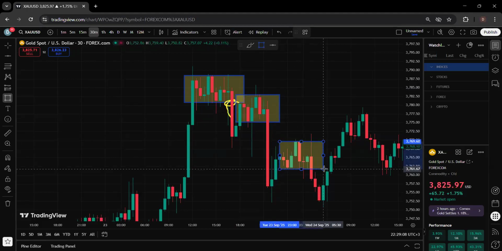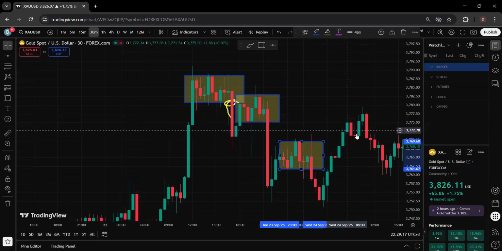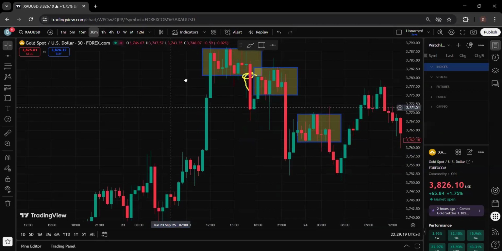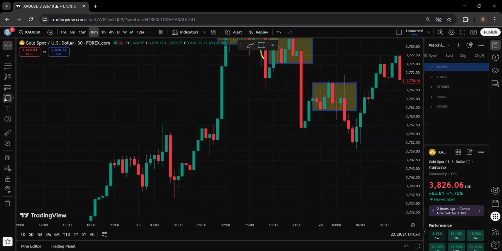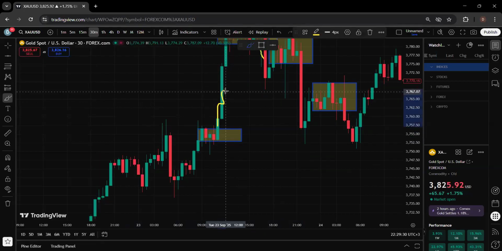Another consolidation happened here. Then we got this candle which broke below my region. Then there was that nice sell there. Another one was here, some sort of consolidation and breakout on the lower side. Another one was here. You can see this consolidation happened here. Then after that consolidation, we got this nice bullish move like that. So this is what I call a breakout.